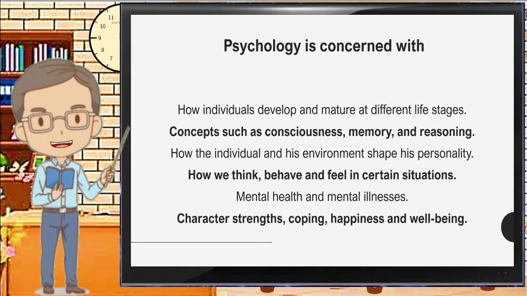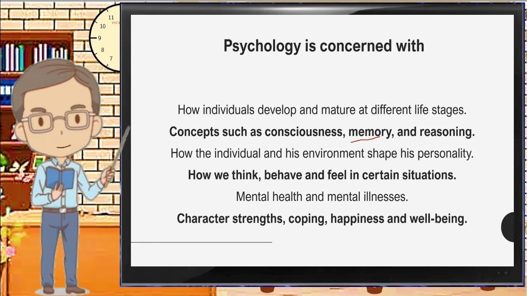Next is that we're also concerned about cognitive concepts such as consciousness, memory, and reasoning. And we try to explain different problems related to this. Say, for example, those who are in late adulthood may experience a decline in memory. Okay? And we try to intervene. We try to refer them to mental health professionals. Say, for example, psychiatrists, who can give them interventions in order to mitigate the negative effects of a declining memory.